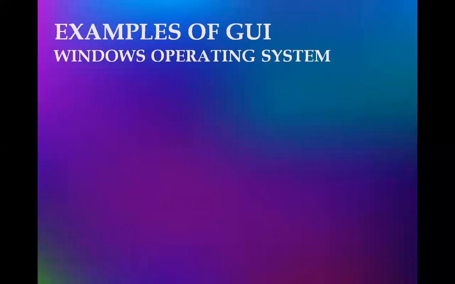Another example of GUI, graphical user interface, is the Windows operating system. The Windows operating system is one of the most widely used operating systems in today's computers, because today's computers are mostly microcomputers, and the Windows operating system is used in microcomputers. And in the Windows operating system, a graphical user interface feature is included.